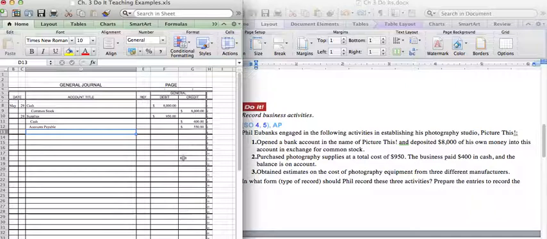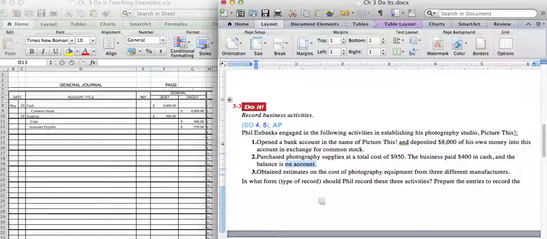Debits always equal credits. The last transaction: obtained estimates on the cost of photography equipment from 3 different manufacturers. Well, this really isn't a transaction at all. There's been no change in money. So that is just something that happened in the business that day. So that would not even be recorded.